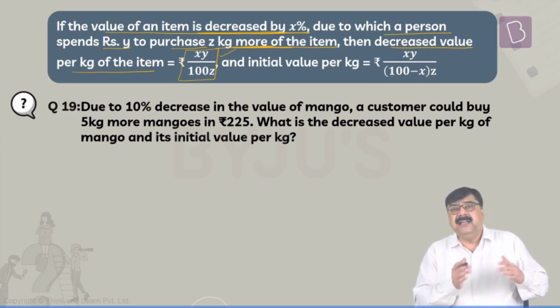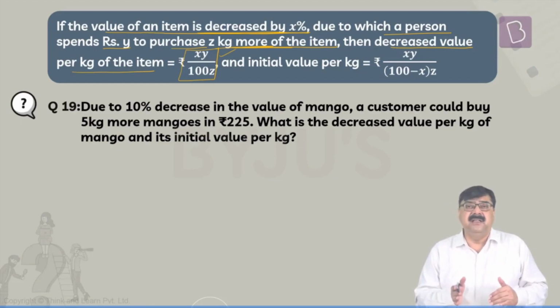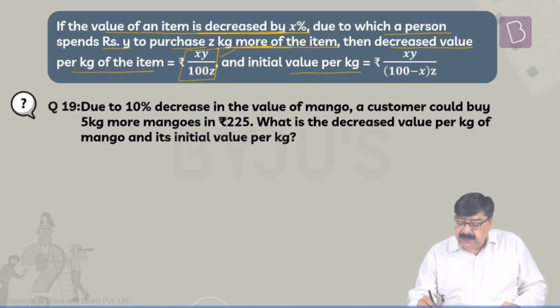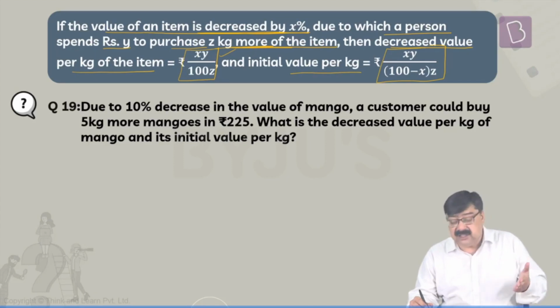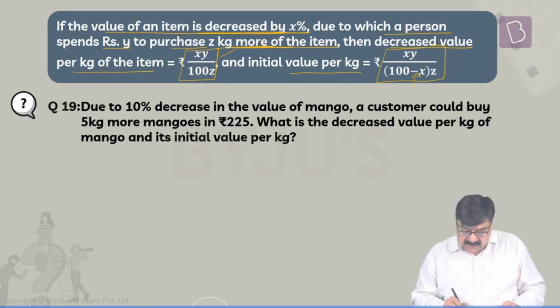So either there is an increase in price or decrease in price, the increased value or decreased value of an item can be found out using the same formula, that is XY by 100Z. And initial value per kg shall become XY by 100 minus X into Z. See, if the value has increased, then 100 plus X, the value here is decreased, so 100 minus X. For increase, we are adding the value of X to 100. For decrease, we are reducing, so subtraction.